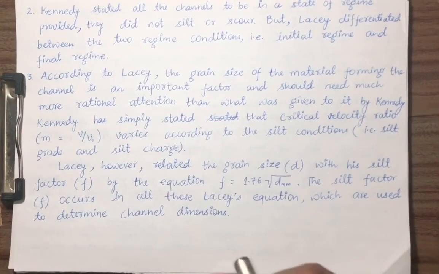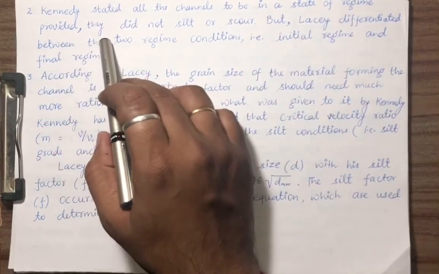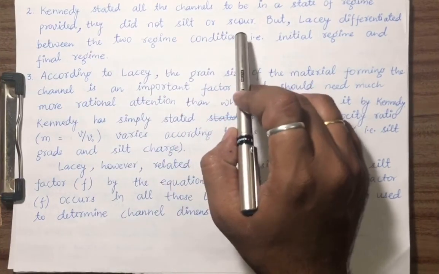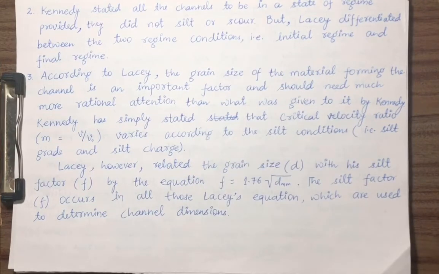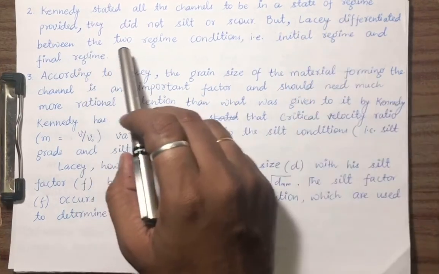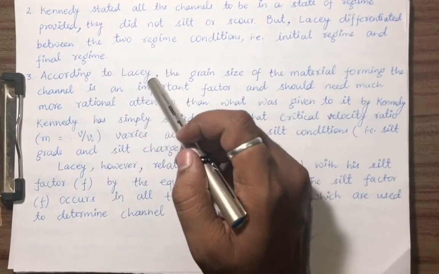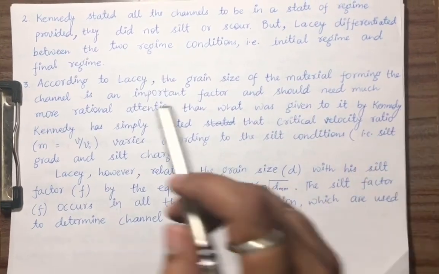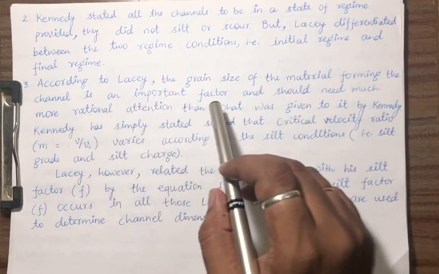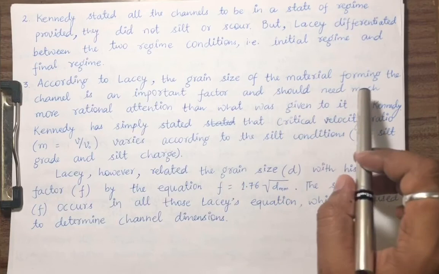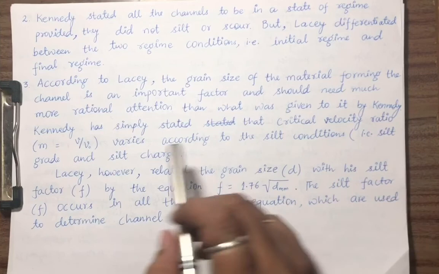Now let us see the second point. Kennedy stated all the channels to be in a state of regime provided they did not silt or scour. So if a channel is neither silting nor scouring, that means according to Kennedy it is in regime state. But Lacey differentiated between the two regime conditions, that is initial regime and final regime. This also we have learned in detail. According to Lacey, the grain size of the material forming the channel is an important factor and should need much more rational attention than what was given to it by Kennedy.